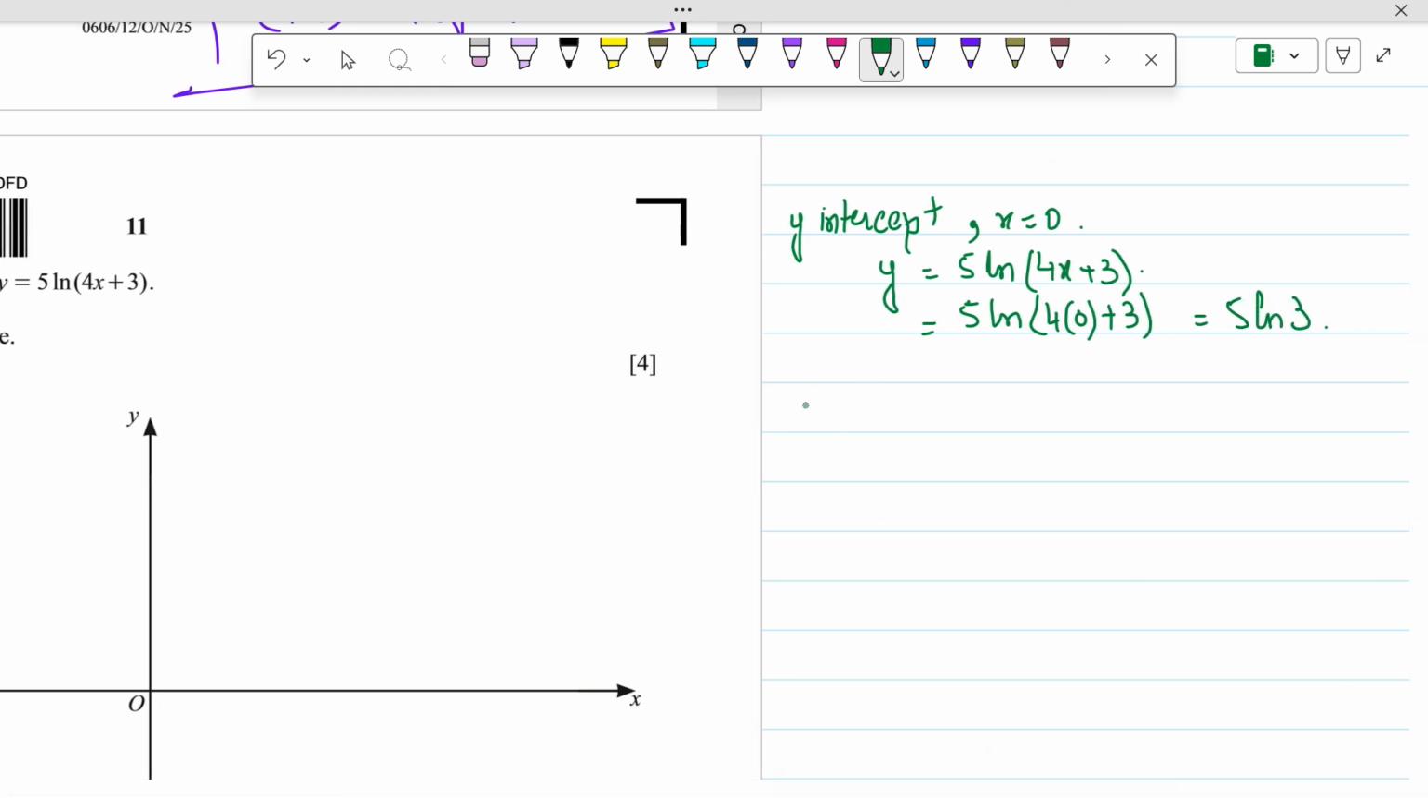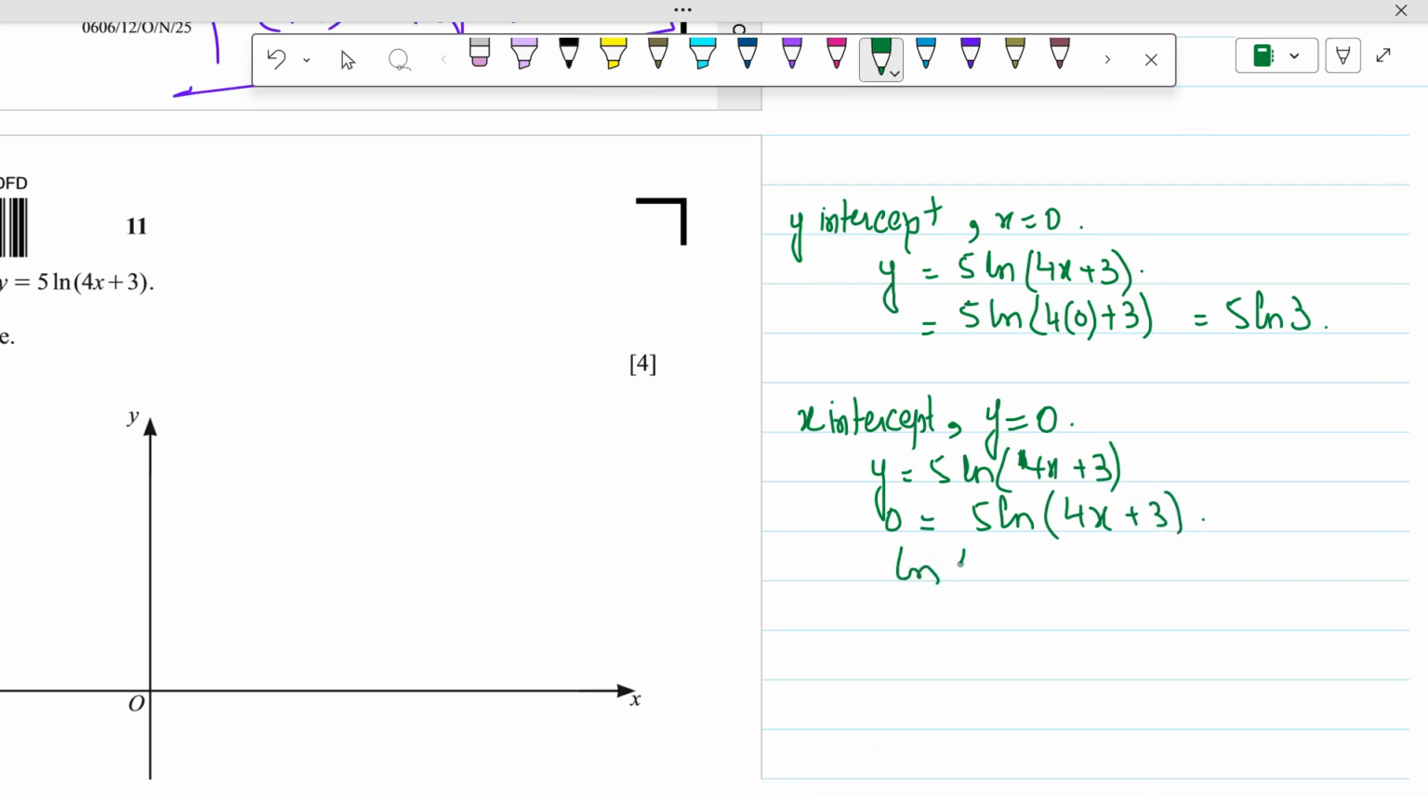On the other side, when we want to find the x-intercept, we will plug in y = 0. So we have the equation y = 5 ln(4x + 3), and y is 0, so it will be 5 ln(4x + 3) = 0, so ln(4x + 3) = 0.